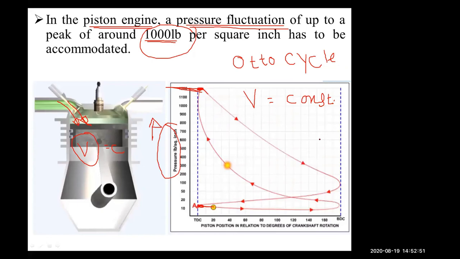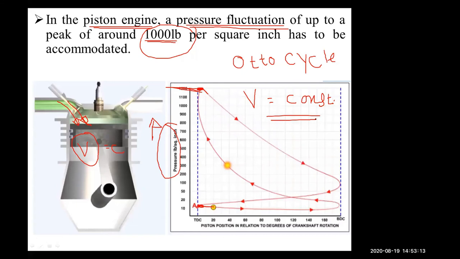But the volume will remain constant in this type of piston engine cycle. So the main difference between the turbine engine and the piston engine is this one. Working principle, we know: the piston engine works at constant volume, whereas the turbine engine works at constant pressure, in theory, normally.